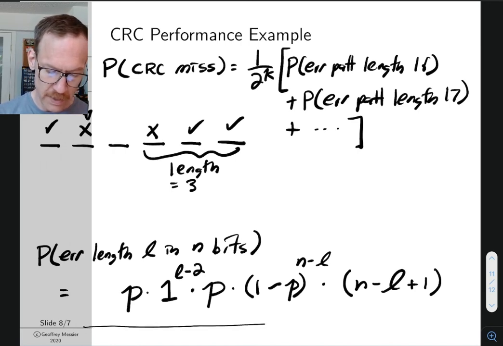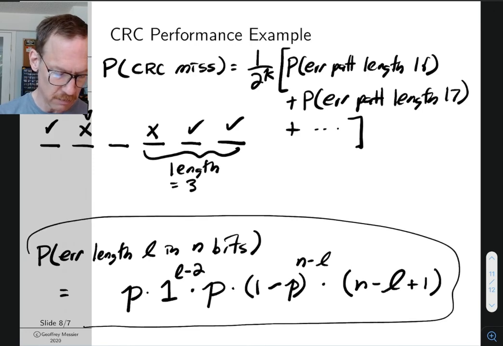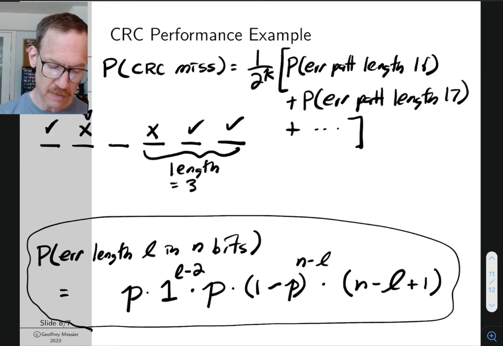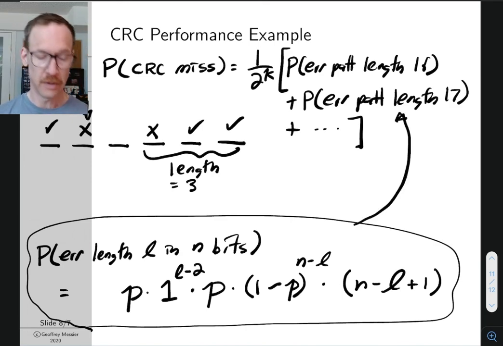And I'm not going to do all this math. I just wrote a Python script for this, but I used this expression in our original equation for the probability of a CRC miss. And so I calculated the probability for an error pattern of length 16, 17, 18, 19, 20, all the way up to 128, and added them all up.